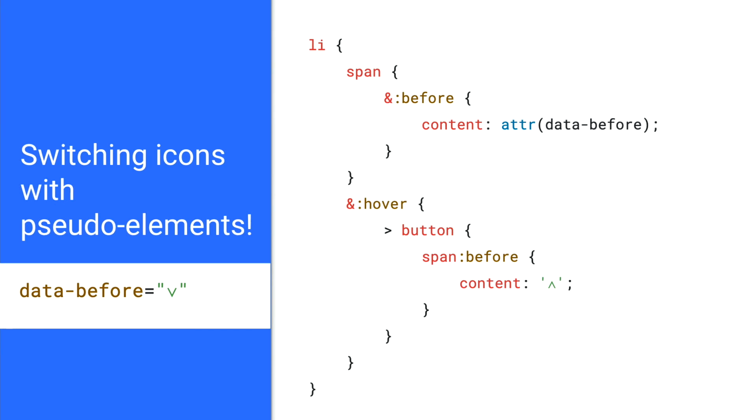So here we say, okay, I have a list element. Somewhere in there, there's a span. And make sure that the content of the before element is going to be the data attribute from that span. CSS can actually read the data attribute from the span, data before, I tell it which one, and when I hover over the list element, the content changes.